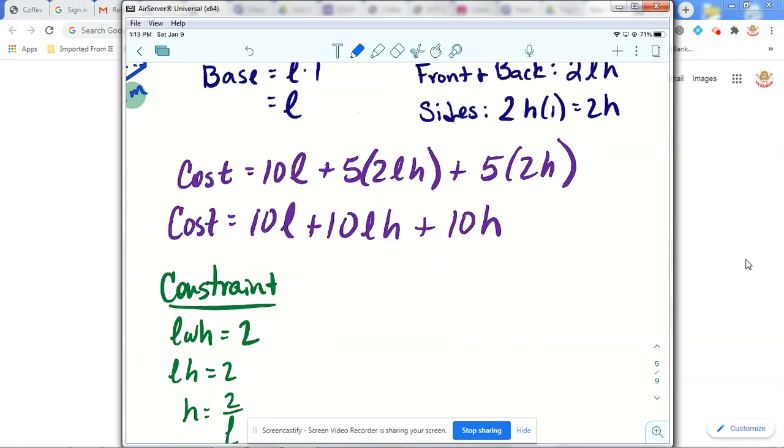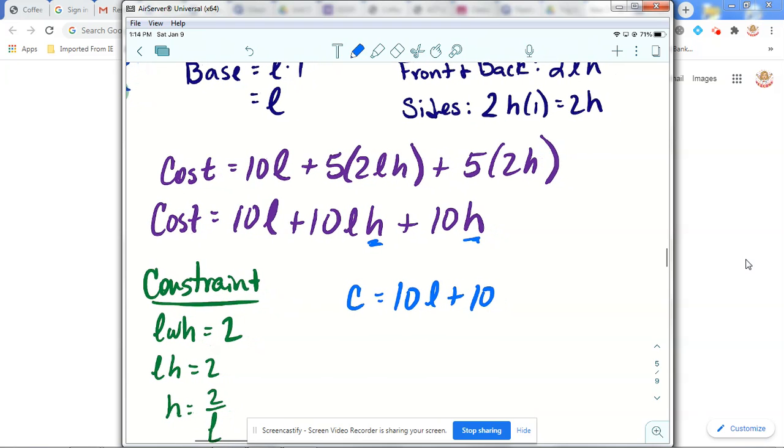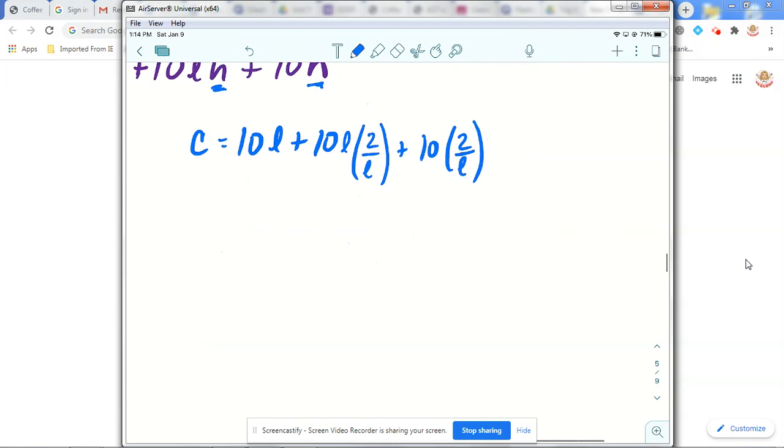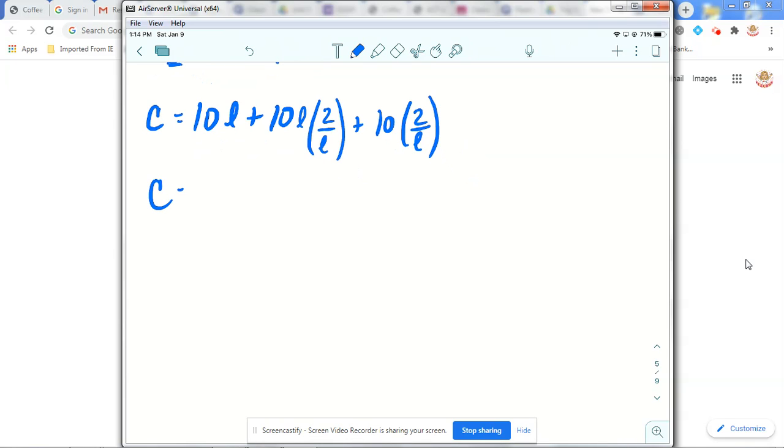So let's do that for these 2 H's. And then we can call it C. Well, we could call it C before, but anyway. So in the place of H, we'll do 2 over L. And then we'll do it again over here. Let me just clean it up a little bit. Those L's cancel out.